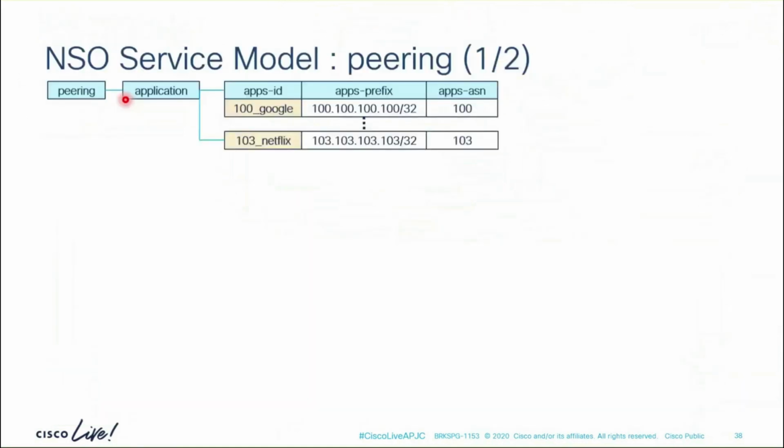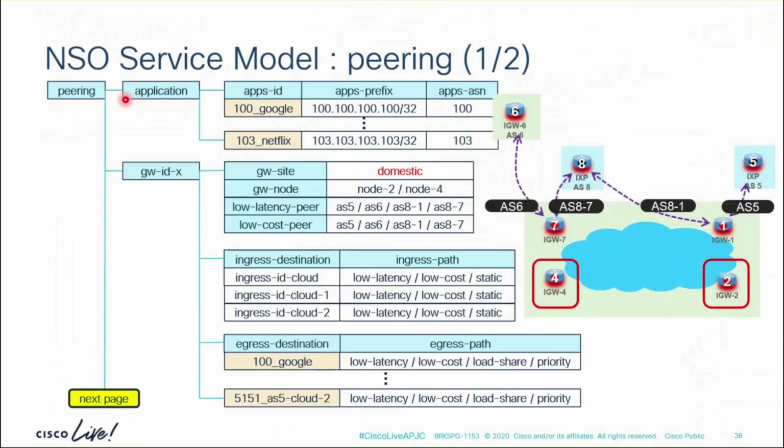On the NSO, I will demonstrate the service modeling here. We have the application model for the application list and information. And we will set up the gateway policy here for the domestic. Here, let's say this is domestic. The gateway node, we will configure specifically only these 2 nodes, the internet gateway routers 2 and 4. And at this moment, I specifically assign the low latency peer statically. And also low cost.